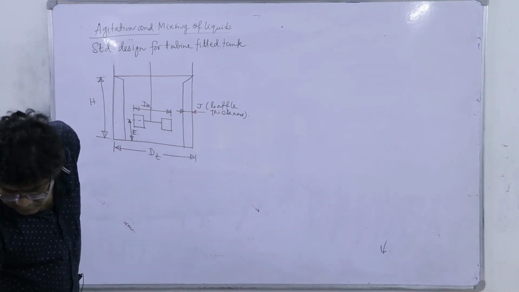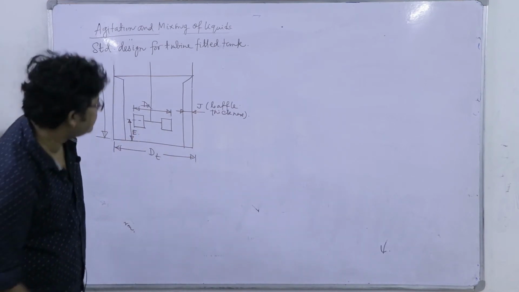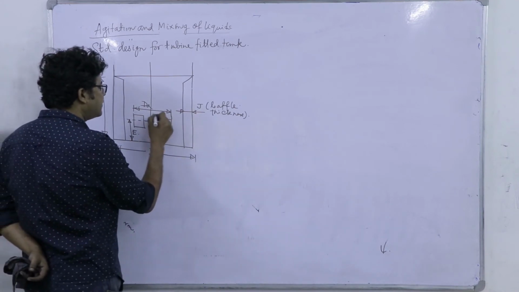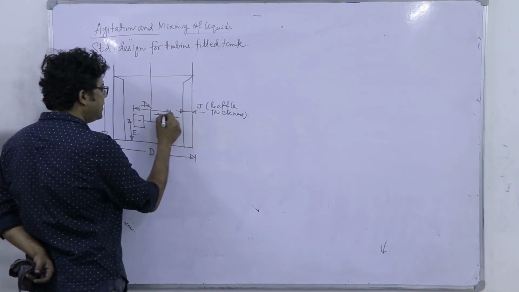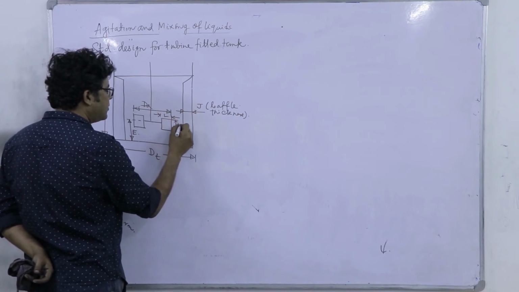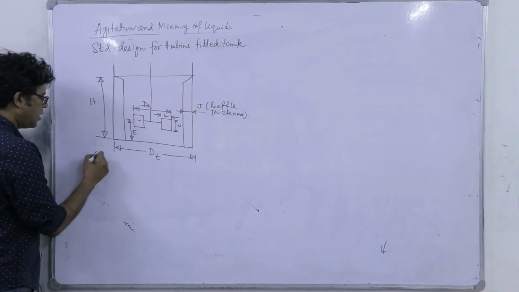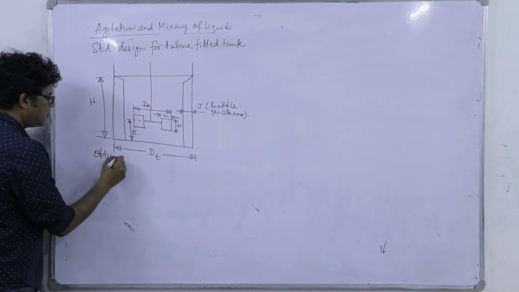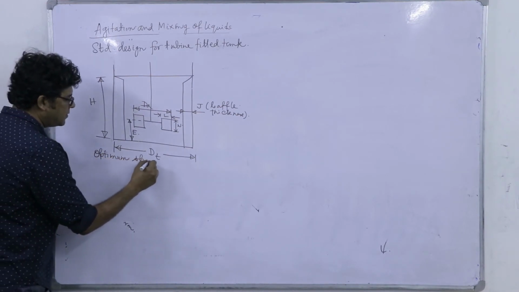And this is L, this is W. This turbine blade length is L and its height is W. Now, what we have? The optimum shape factors.